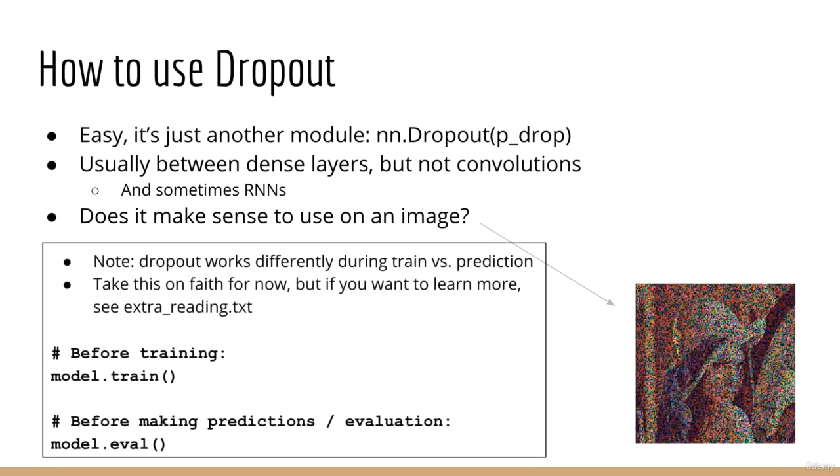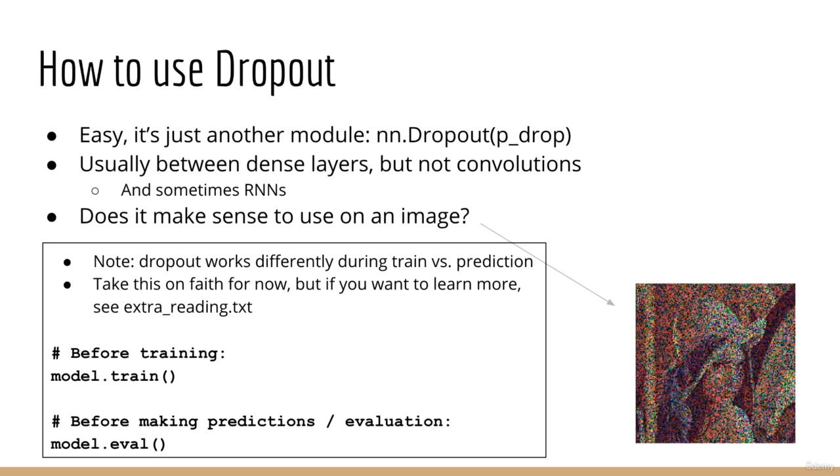Okay, so one small note about how to use dropout. Now, the details are outside the scope of this course, but if you're interested in learning more about how dropout works, please see extrareading.txt in the course repo. One thing you'll just have to accept on faith for now is that it works differently when you are training your neural network compared to when you are using it for predictions.